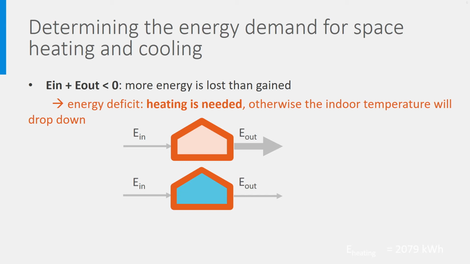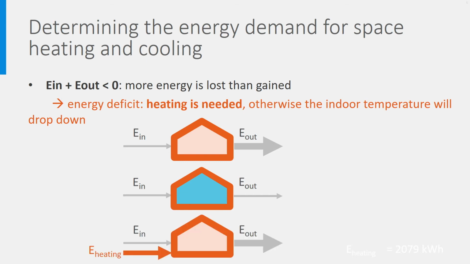If you don't want this temperature decrease, you need to add energy to the system. That is, you need to add as much heat as needed to bring the balance to zero. That is what we call the energy demand for heating.